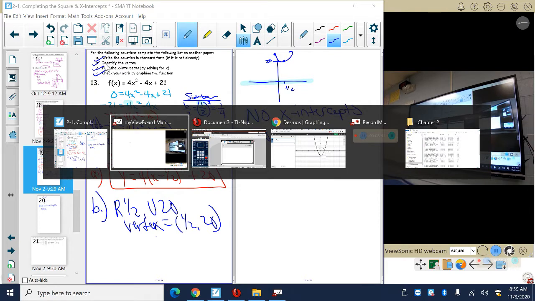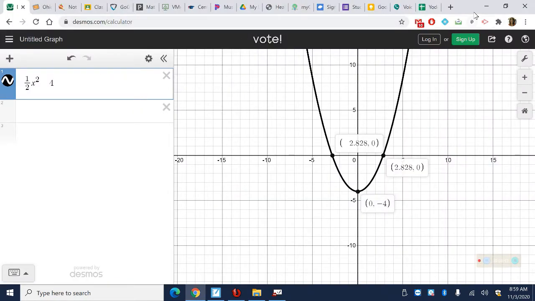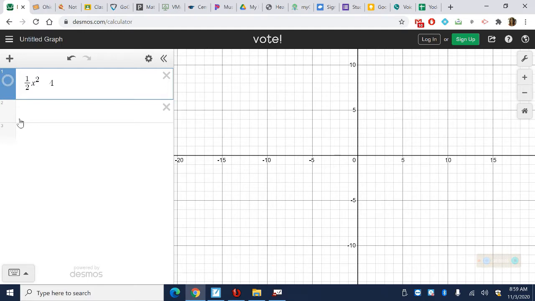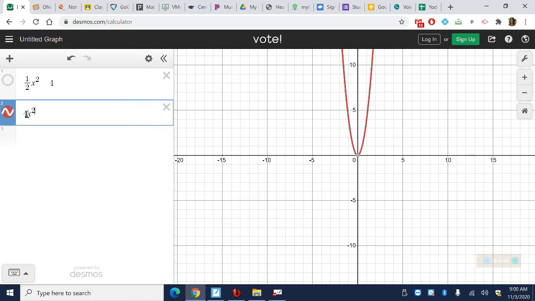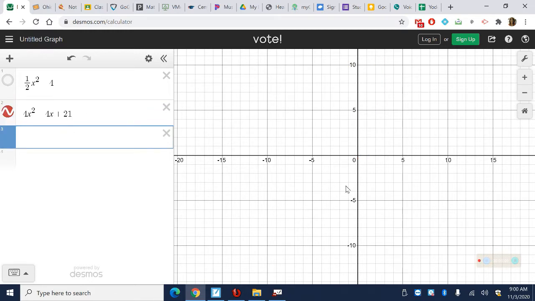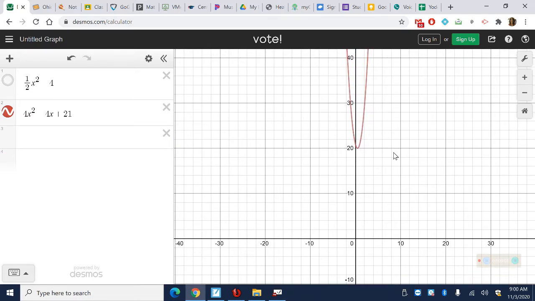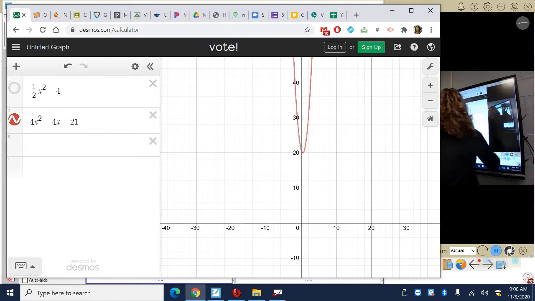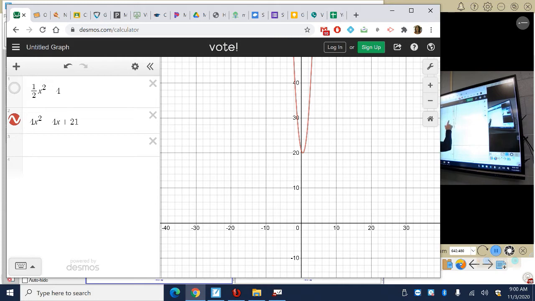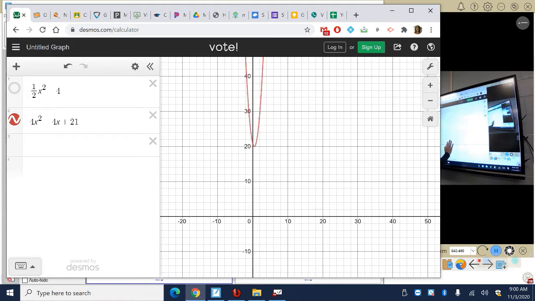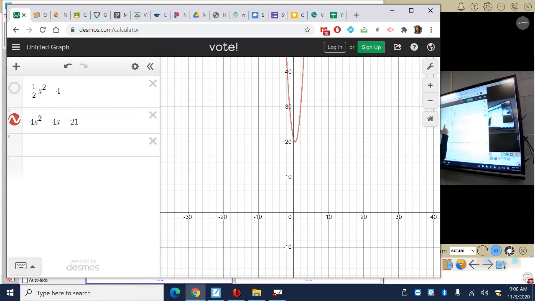So I'm going to come over to Desmos. Okay? And I'm going to shut this one off by getting rid of that there. And I'm going to go ahead and graph. This is going to be 4x squared minus 4x plus 21. And I hit enter. And this is out of my window. So whenever I zoom out, do you see it up there? What this means is this is not crossing the x-axis. My x-axis is all the way down here. So since this is not crossing my x-axis, I have no x-intercepts. So I'm done with that problem. Okay?